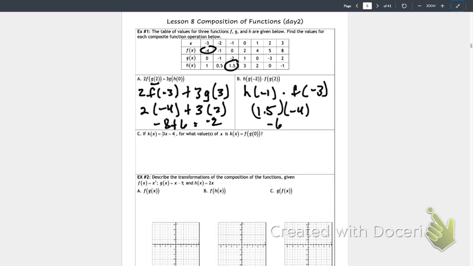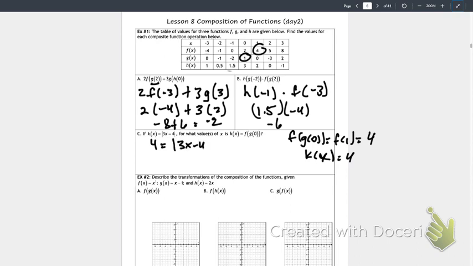Okay, the next question says, if k of x equals the absolute value of 3x minus 4, for what values of x is k of x equal to f of g of 0? So f of g of 0. g of 0 is 1. So f of 1 is 4. So we want to know, when does k of x equal 4? So we want to know when does 4 equal the absolute value of 3x minus 4.